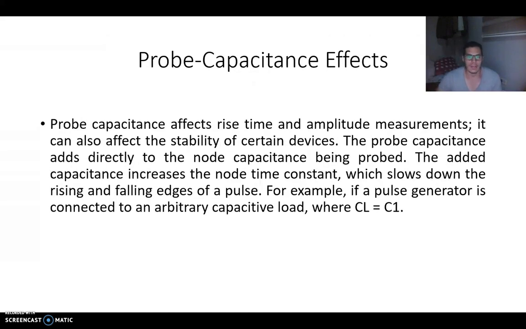Probe capacitance effects. Probe capacitance affects rise time and amplitude measurements. It can also affect the stability of certain devices. The capacitance adds directly to the node capacitance being probed. The added capacitance increases the node time constants, which slow down the rising and falling edges of a pulse. For example, if a pulse generator is connected to an arbitrary capacitive load where CL is C1.